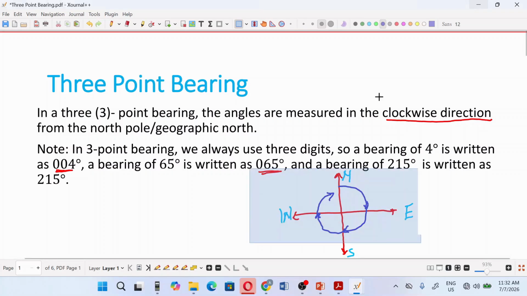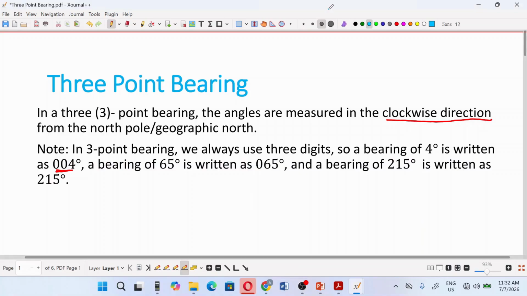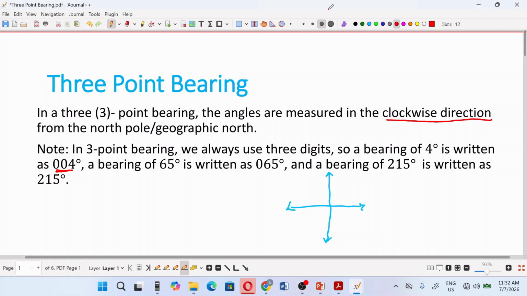I want to clean this and do the same thing again. Always remember if I have my Cartesian plane, my first quadrant from the north to the east is always 90 degrees. If I move to the south, this is another 90. So 90 plus 90 is going to be 180 degrees.